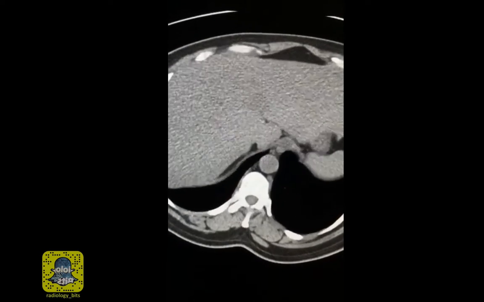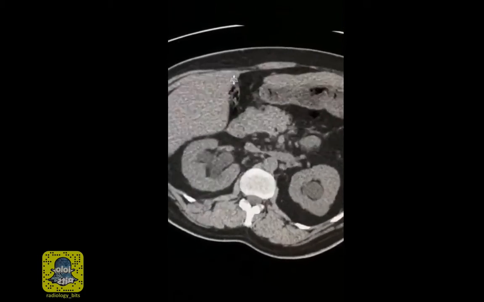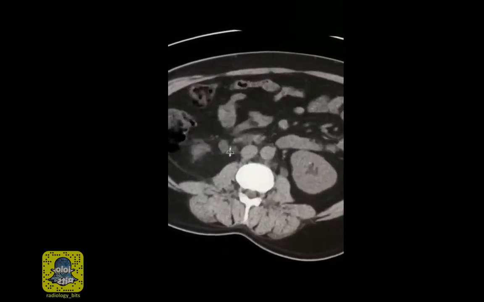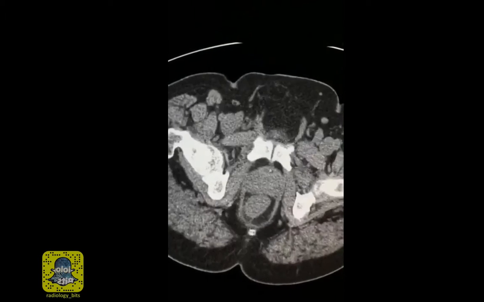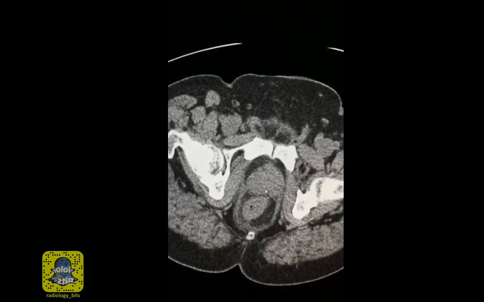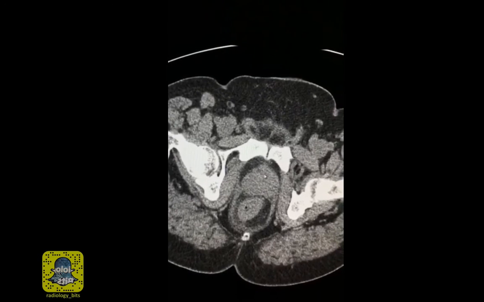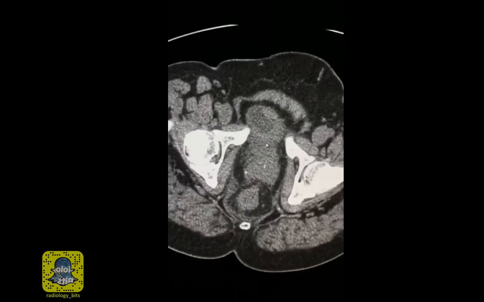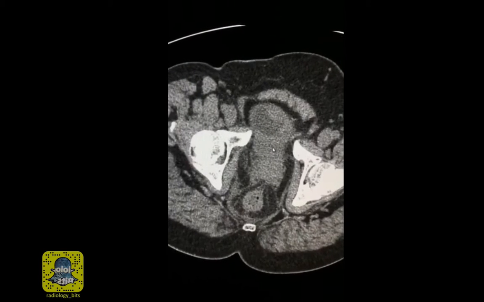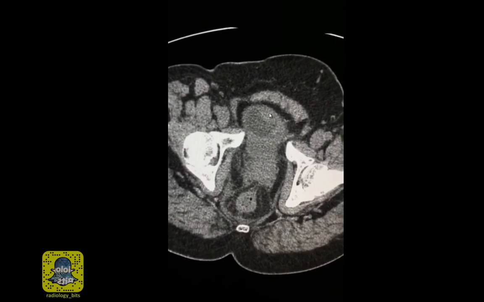So we learned from this case that if you see bilateral obstructive uropathy, make sure that you don't have a pelvic cause for that. A common reason to have obstructive uropathy in elderly males would be prostate hypertrophy. However, look for other causes. An important cause would be urothelial tumors of the urinary bladder.